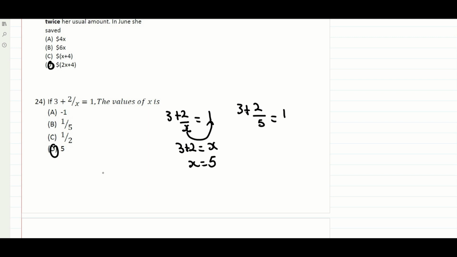Let's just make sure. Alright, no, this is incorrect. I don't know why I was thinking that. Okay, let us do this question like how it's supposed to be done.